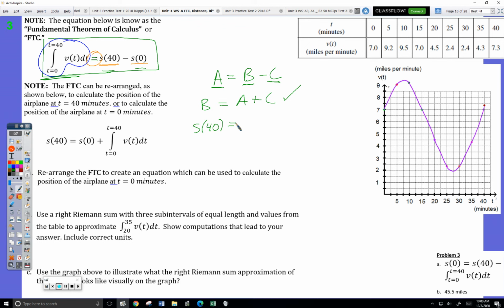Are we going to have to find the distance traveled? Yeah. We will eventually. Would we have to use this theorem right here? Similar, but not quite. It's very good.